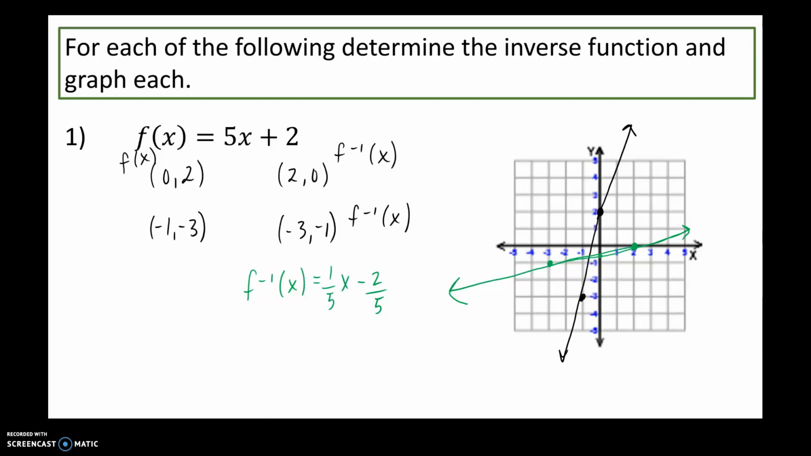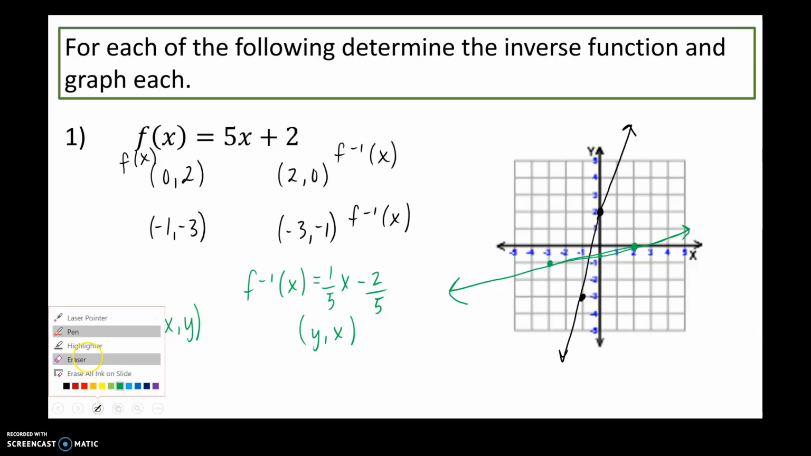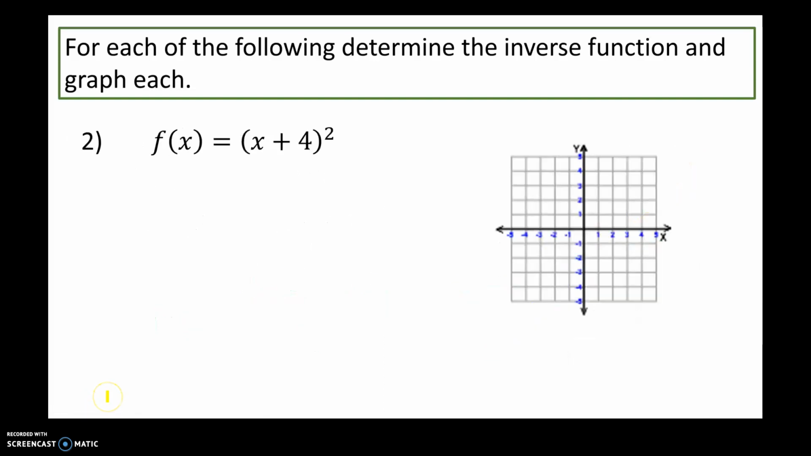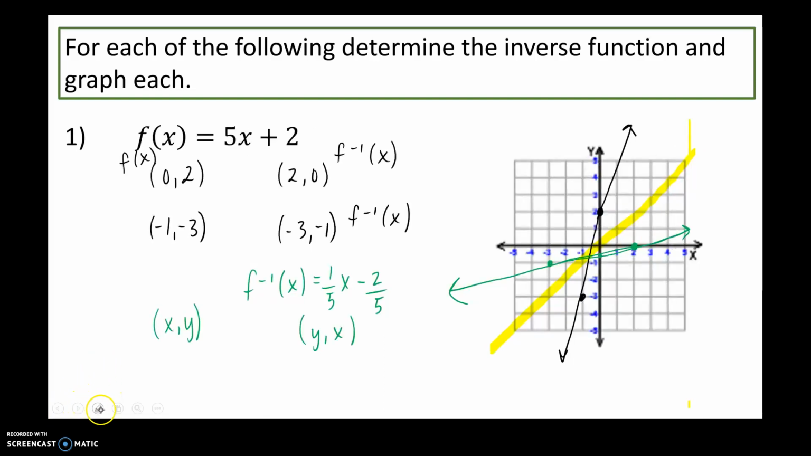If you know two ordered pairs on the graph of the function, you know two ordered pairs on the graph of the inverse function. And we know that because they possess the property that if x, y is on the graph of f, y comma x has to be on the graph of the inverse. And then, like I said earlier, a function and its inverse are reflections about the line y equals x. So here's our line of reflection there, and again, those pieces match up.